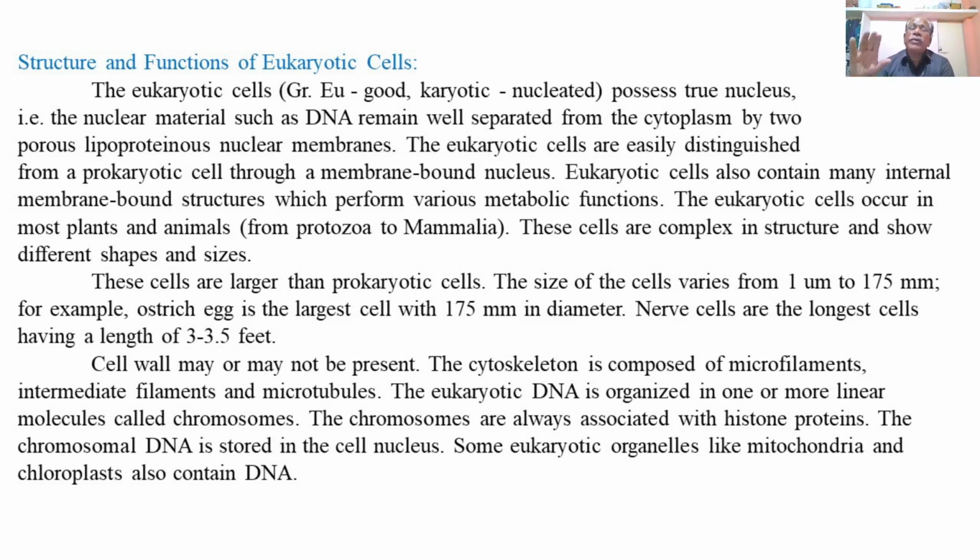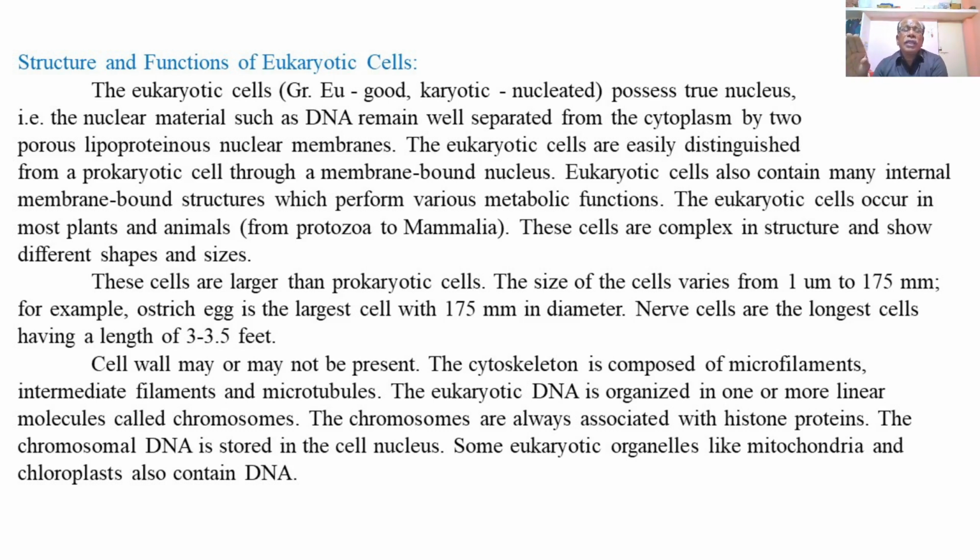The chromosomes are always associated with the histone proteins. The chromosomes are composed of double-stranded DNA and associated with the nucleoproteins called histone proteins. So the chromosomes of the eukaryotic cells or the eukaryotic nucleus are always associated with the histone proteins.